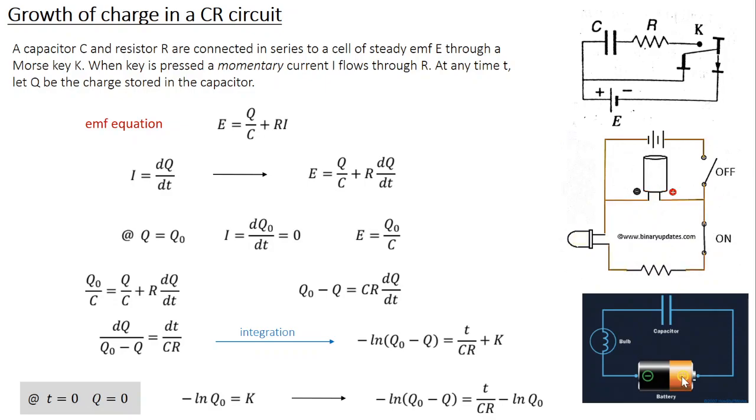Now if I remove the battery and connect these two terminals together, what happens? The source is absent. Now the capacitor works like a backup source, so it starts to provide charges. So there is a current generated in the circuit, and the current goes through the bulb. Once again, the bulb starts glowing.